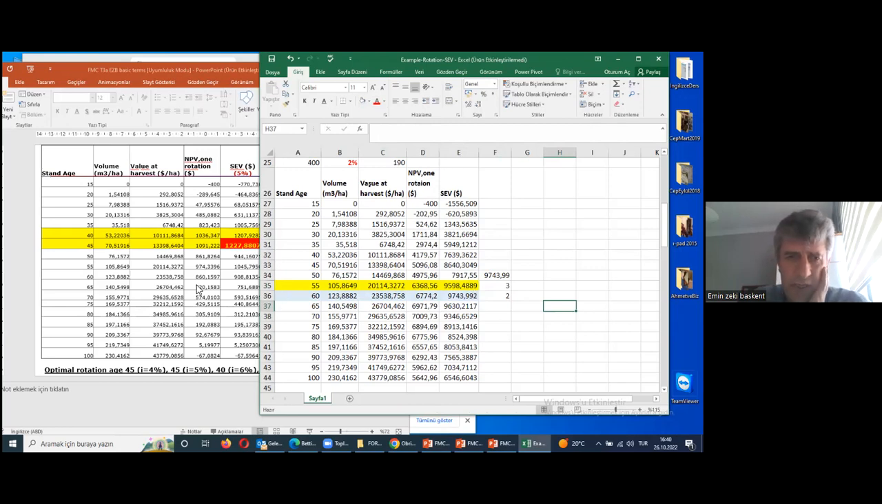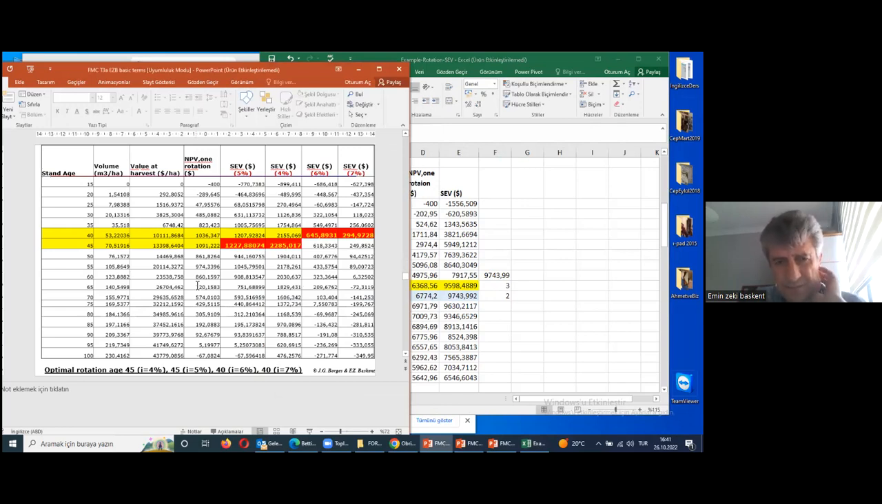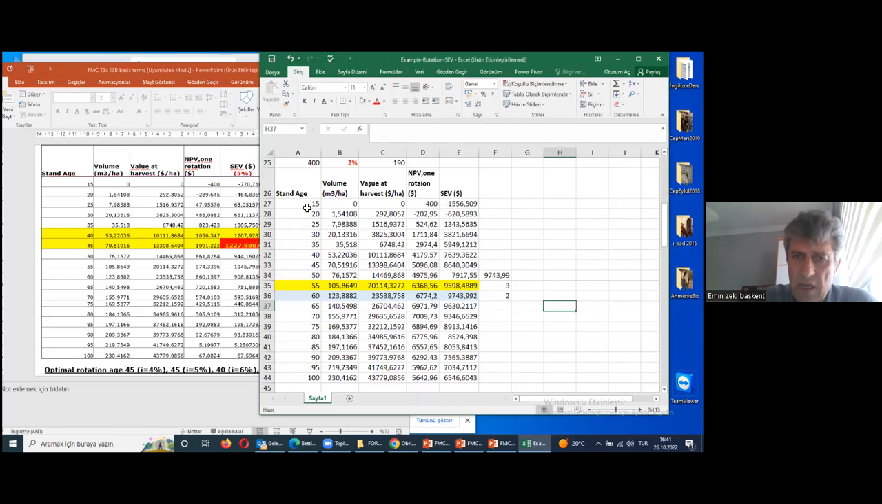So what can we take as a message from this exercise? If we increase the discount rate, the rotation period will decrease. Conversely, if we decrease the interest rate or discount rate, the rotation period is going to be longer. So the decision of finding the best rotation period is very dependent on the discount rate that we use.